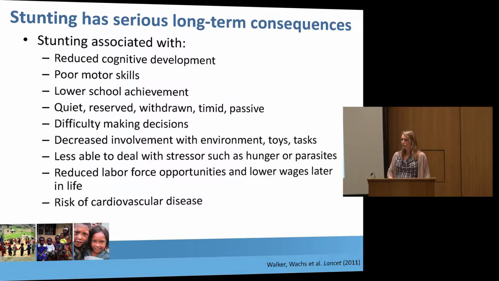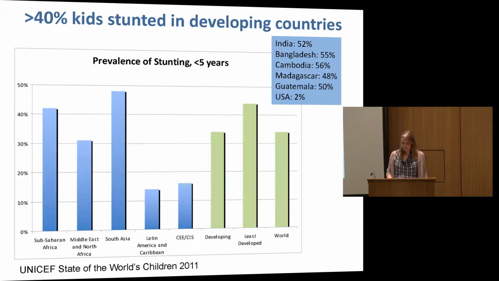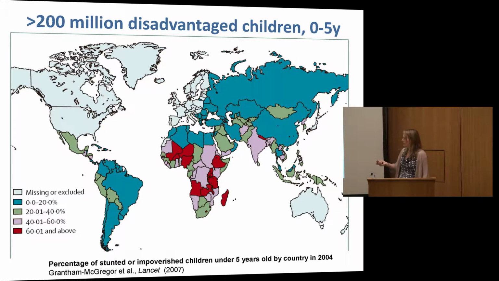We also know that over 40% of kids in developing countries are stunted, and in some countries, this is as high as 50%: 55% in Bangladesh, 56% in Cambodia, 50% in Guatemala, 2% in the United States. If you look at the population of the world and you look at kids who are stunted, you can see that these children are concentrated in particular geographic regions: Sub-Saharan Africa, Southeast Asia, and South America. You're looking here at a map which is highlighting areas with a high prevalence of stunting and a high degree of poverty, and labeling children as disadvantaged if they have either a high prevalence of stunting or of poverty, which is then contributing to their delayed development.